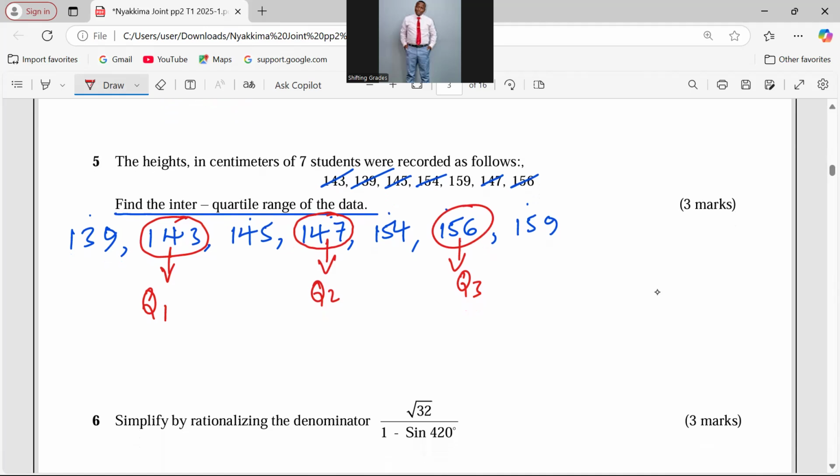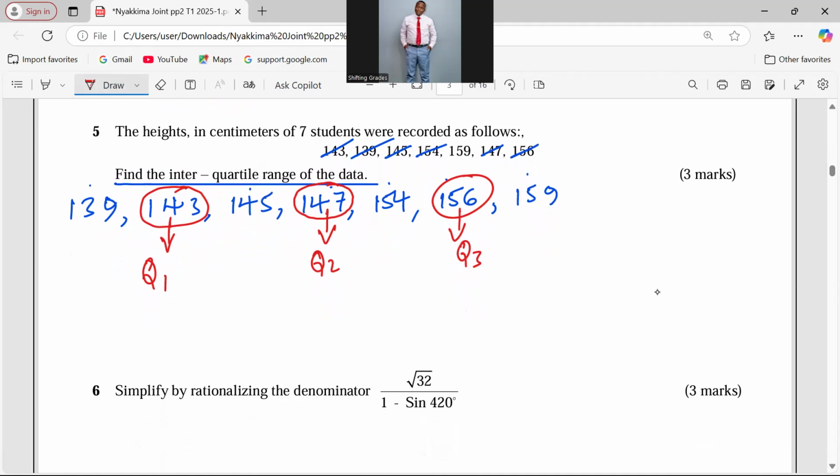Now you're supposed to know that the interquartile range is usually given by the difference between Q3 and Q1, just that. So we take 156 and we subtract 143, and we will be having 13. Yeah, I think 13 is our interquartile range.